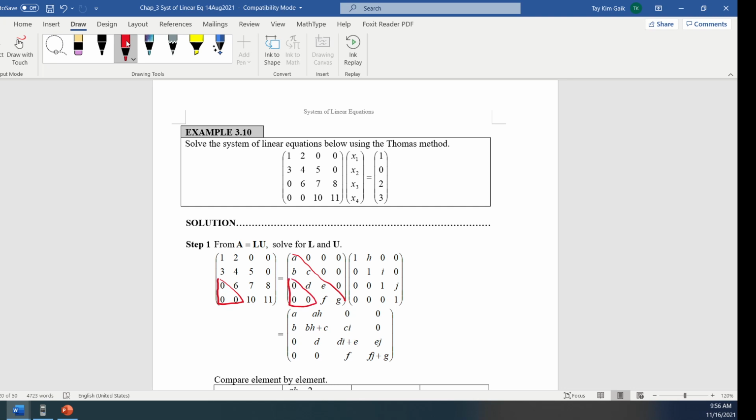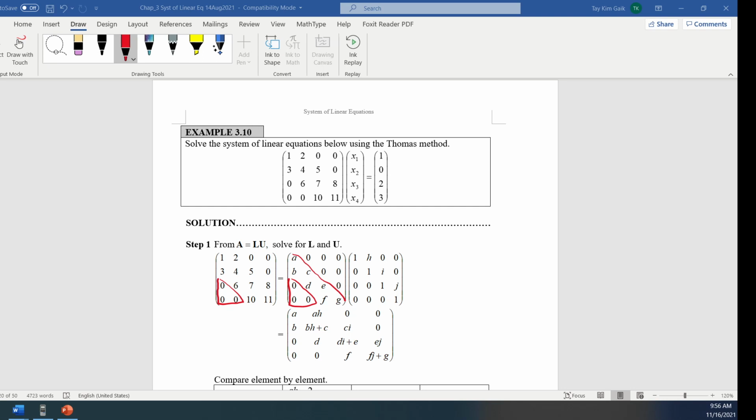normally in the lower triangular matrix, this A31, A41, A42 cannot be 0, but because A is tridiagonal, and these three values are 0, that's why this part must be 0 too. So that's why your L is only A, B, C. Can you see, right? A, B, C, D, E, F, G.